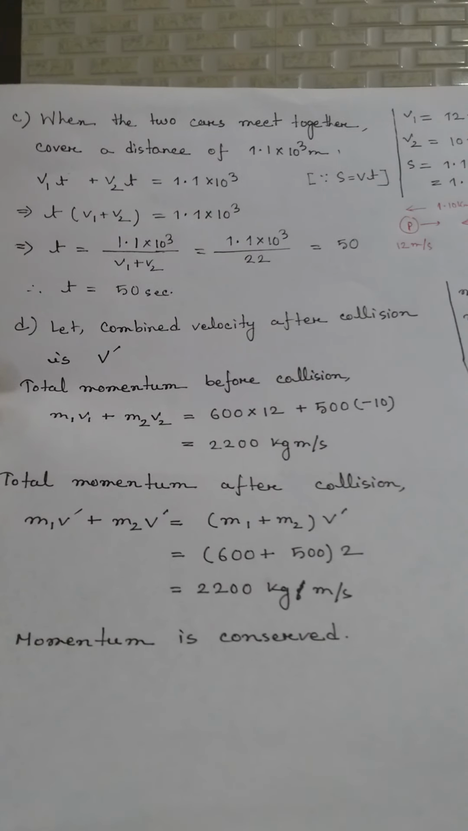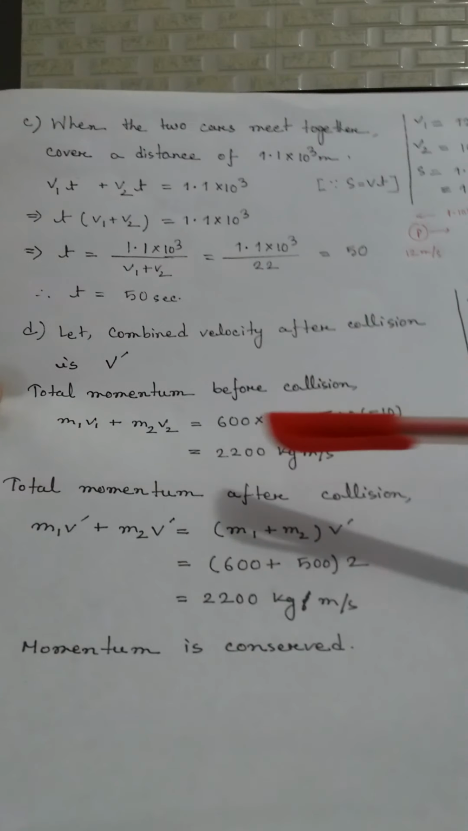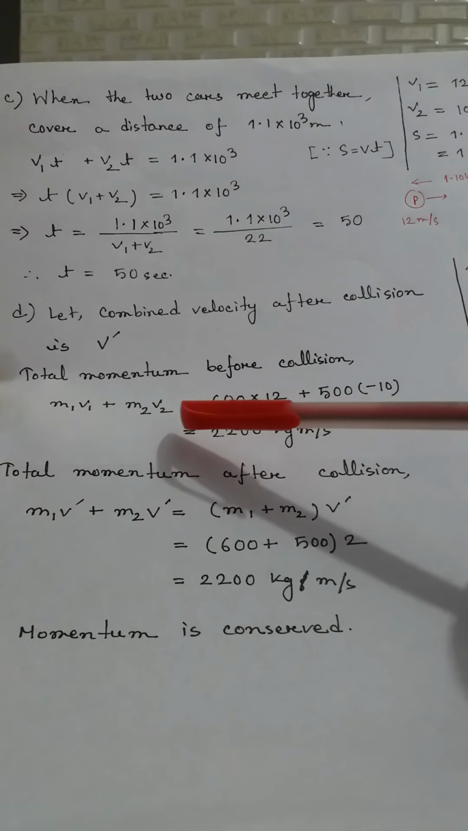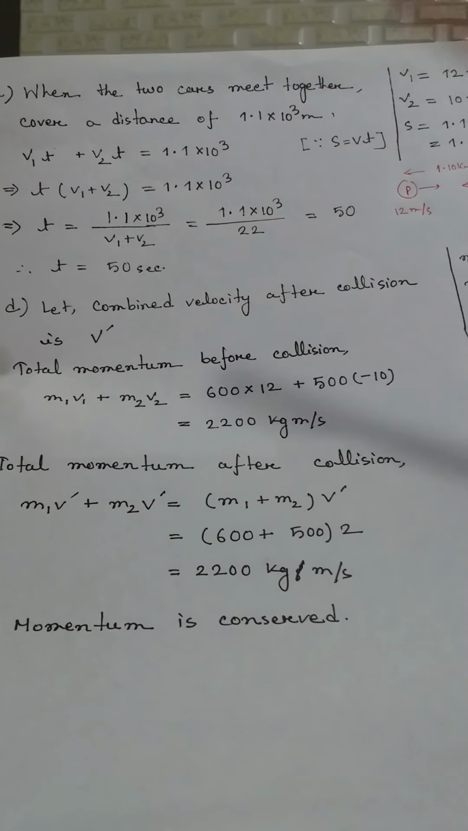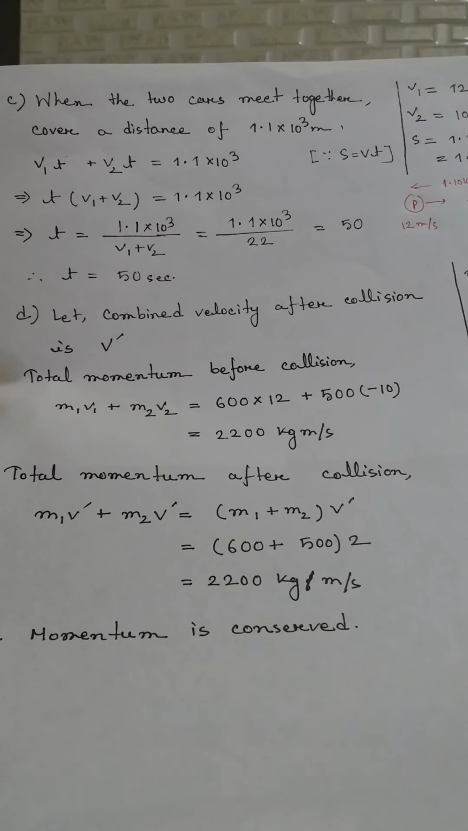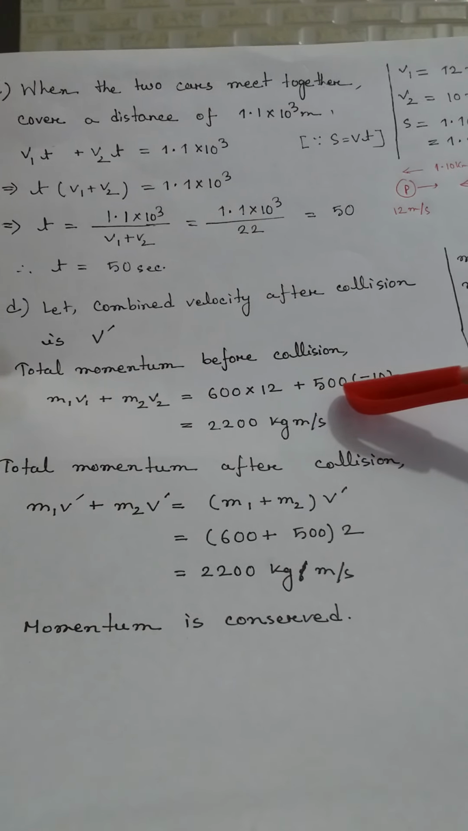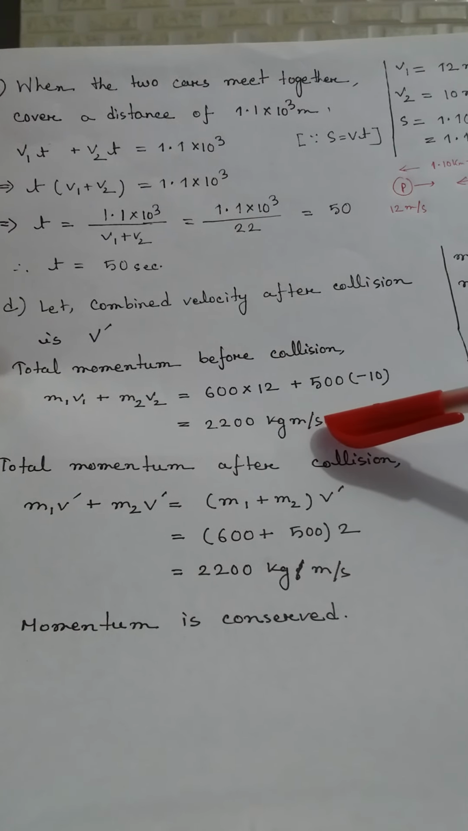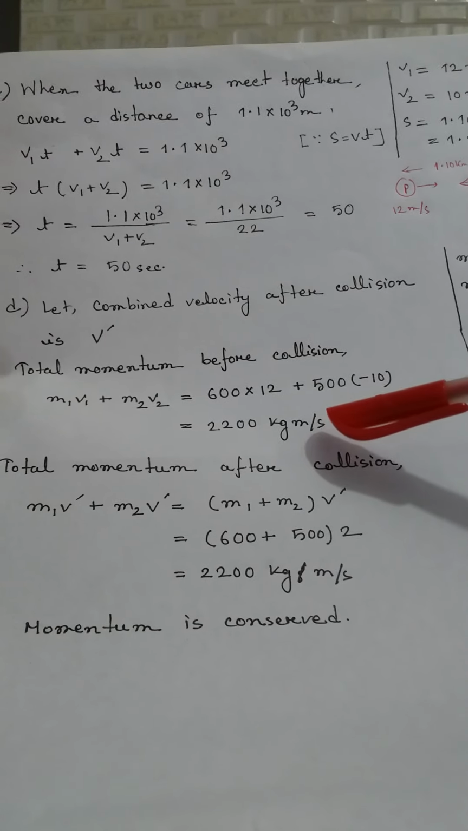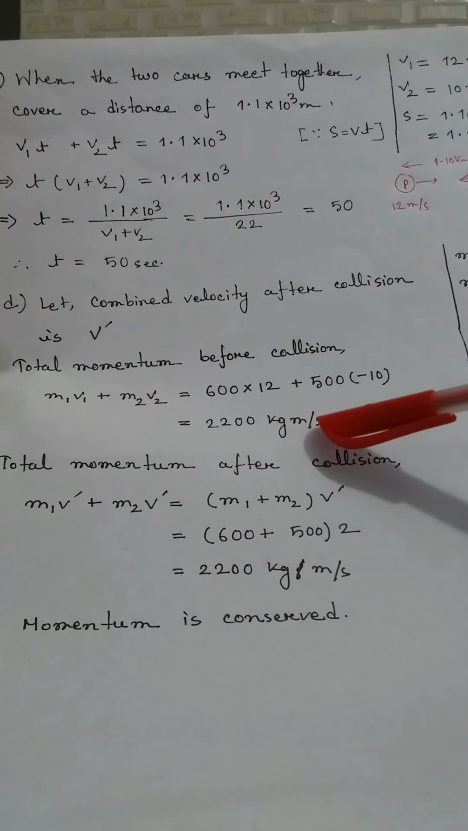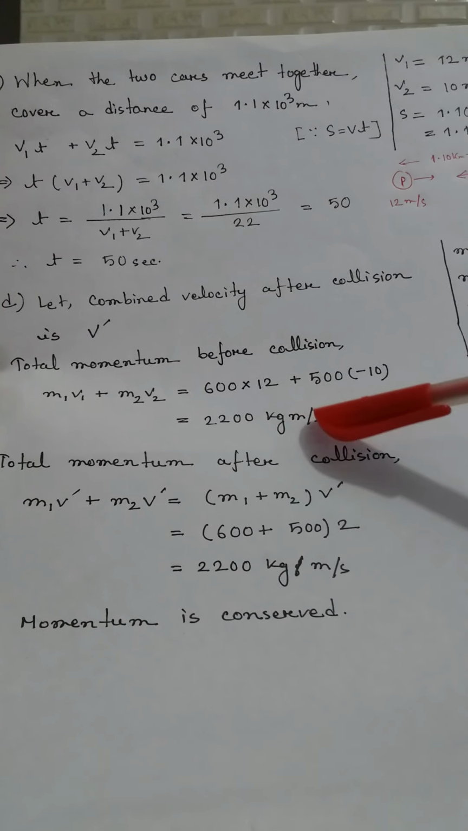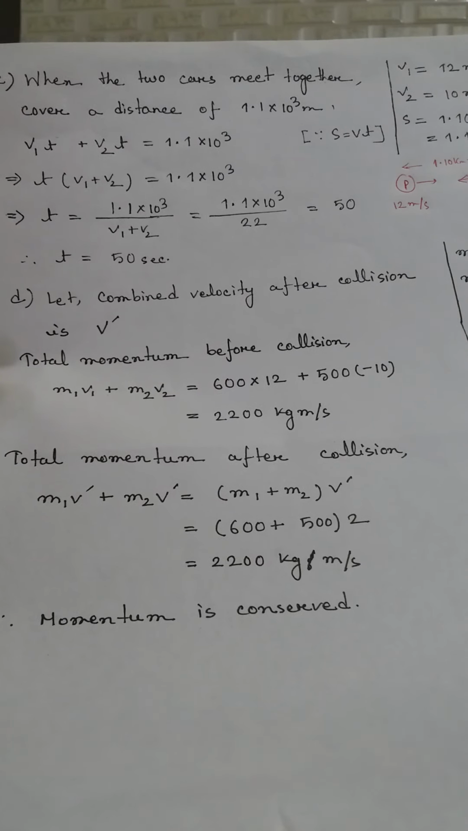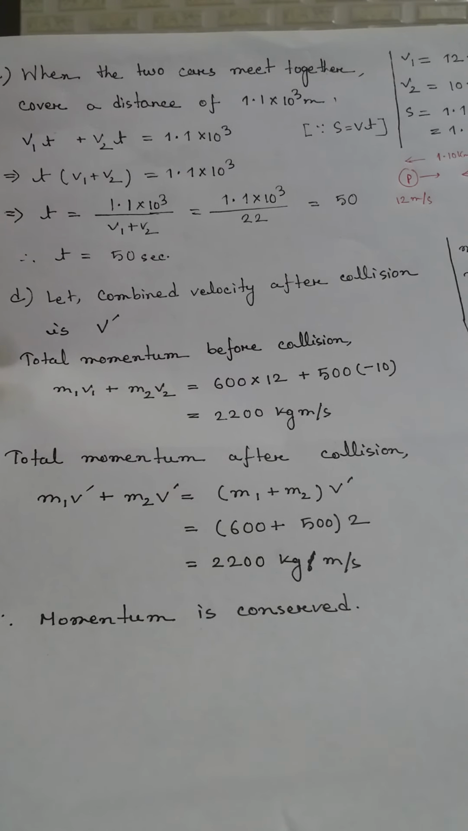So what will be the total momentum before collision? We have to use the equation m1v1 plus m2v2, and if we just apply the values here, we will get the momentum before collision as 2200 kg meter per second. This is the total momentum before collision.